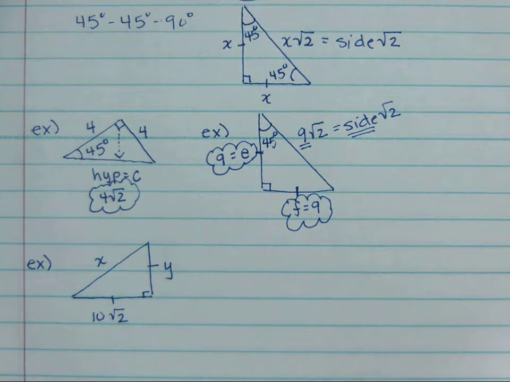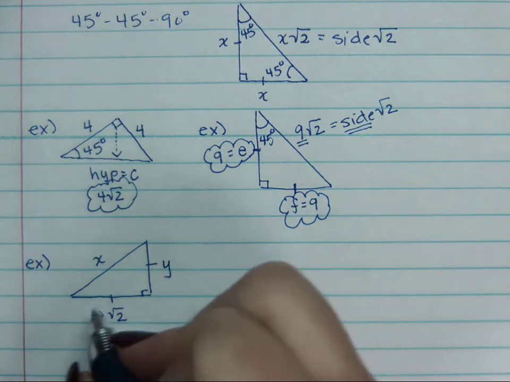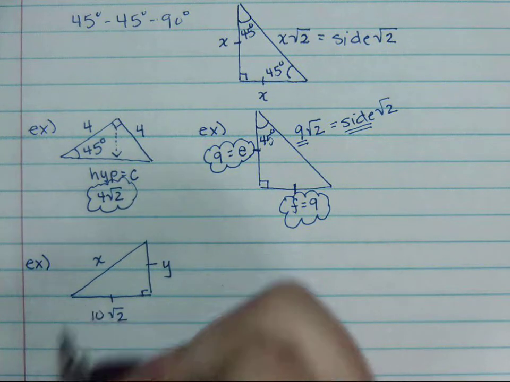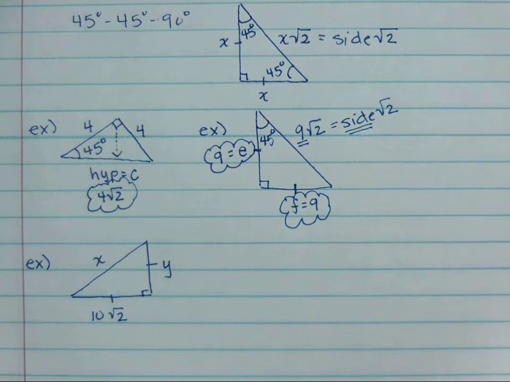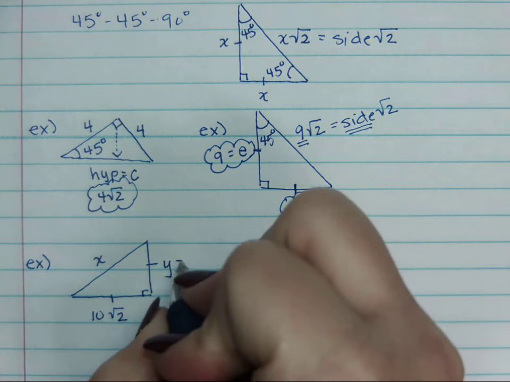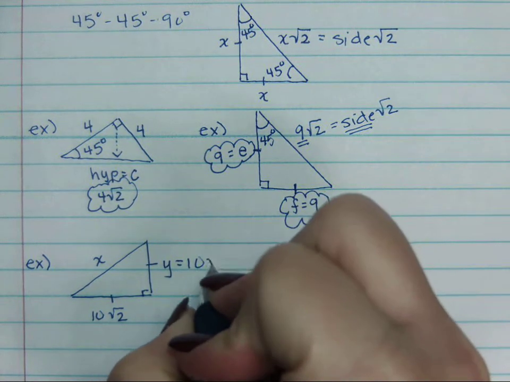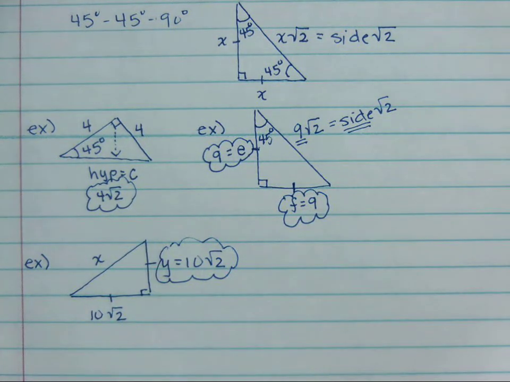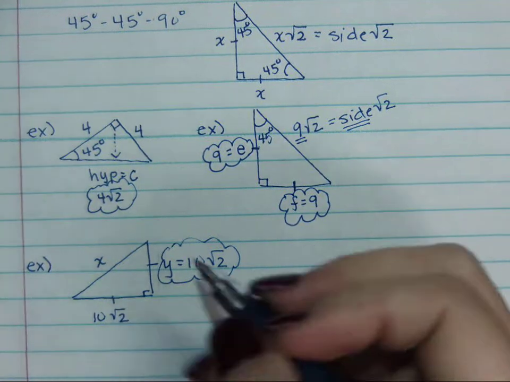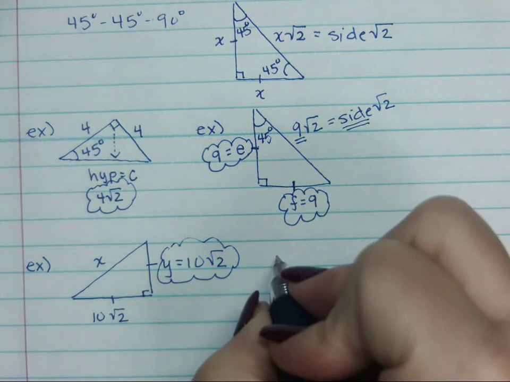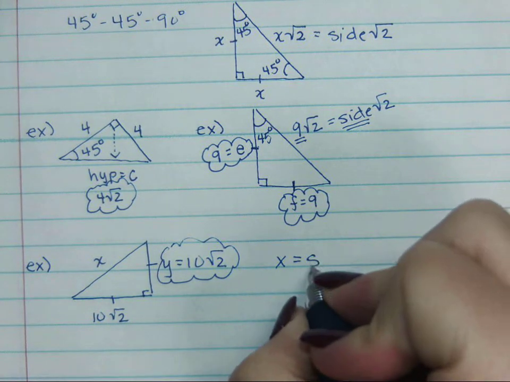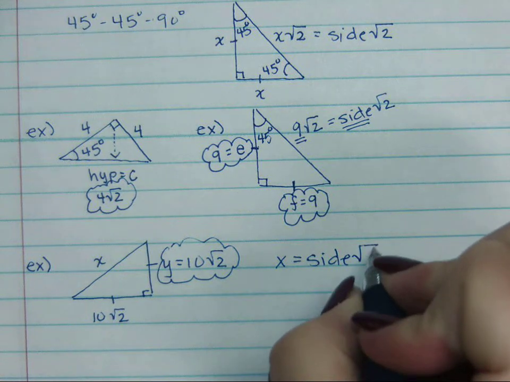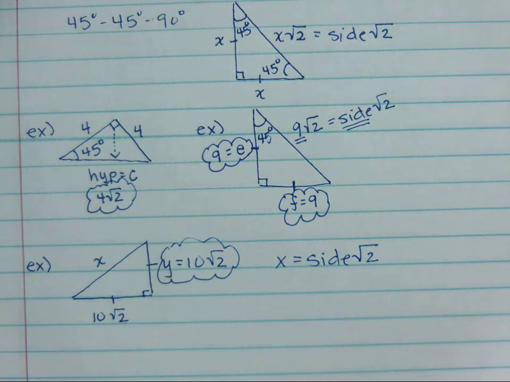Now, one thing I already know is that because the two legs in a 45, 45, 90 have the same value, automatically I would know that y is the value of 10 root 2, just because of those characteristics. But now I have to remember that x is supposed to be the value of the side times the square root of 2. Now it's okay that there's a root 2 here already.